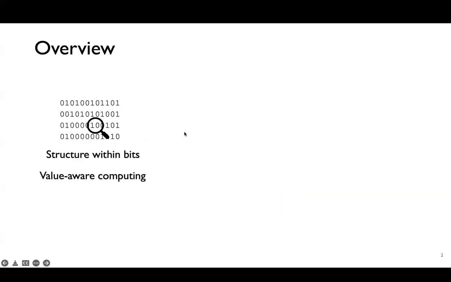Today's computing system treat every bit the same. So they process and store bits blindly without knowing what the values actually are. But if you look closely, data isn't just random noise. So there's rich structure inside those bits. Some data are highly similar to each other and some repeat over and over again. My work turns that observation into a design principle called value-aware computing, where we build architectures that recognize and exploit data structures or like data characteristic to make systems faster, more efficient, and potentially more sustainable.